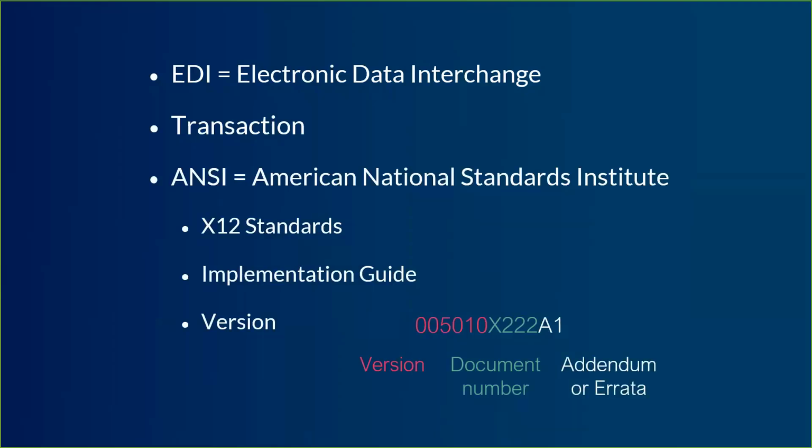The last bit is the addendum or errata, and after the version and document have all been finalized, if there are any other updates or changes that need to be made, then they will publish an addendum. And so putting the addendum number in there will signify that this transaction does take that addendum information into account.